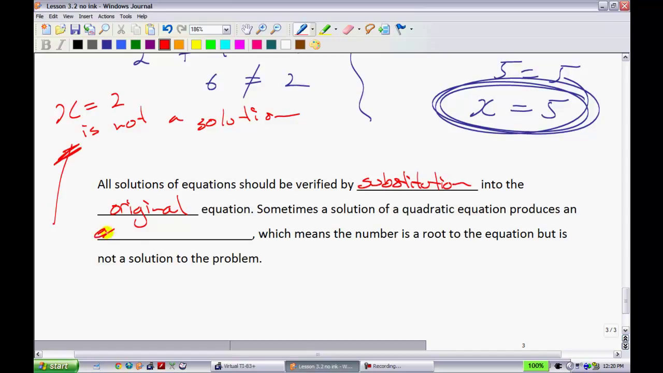Sometimes a solution of a quadratic equation produces what we call, and that's what this one was right up here, an extraneous root, which should be a new word for you. It means the number is a root to the equation, but is not a solution to the problem. Alright. So whenever that happens, we'll just say that it's an extraneous root. I would like you to normally write it down, and then make sure you clarify, for instance, up here, that x equals 5 was your only solution. Alright, that concludes this lesson.